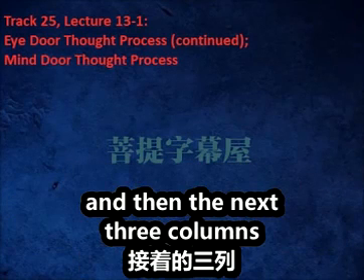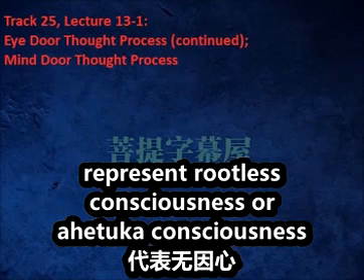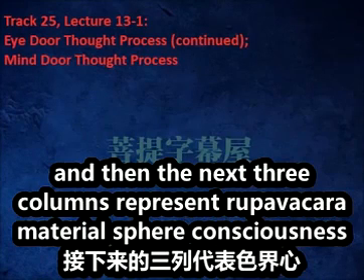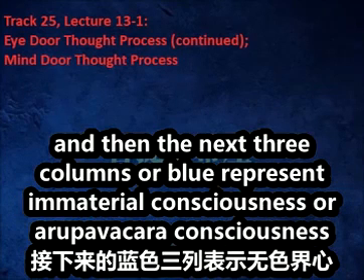And then the next three columns represent rootless consciousness, or ahetuka consciousness. And the next three represent the kama vachara sobhana, sense sphere beautiful consciousness. There are 24 of them. And then the next three columns represent rupa vachara, material sphere consciousness. And then the next three columns, all blue, represent immaterial consciousness, or arupa vachara consciousness.